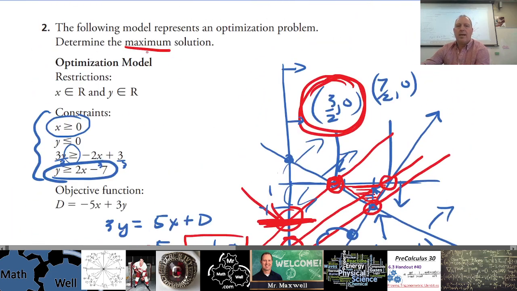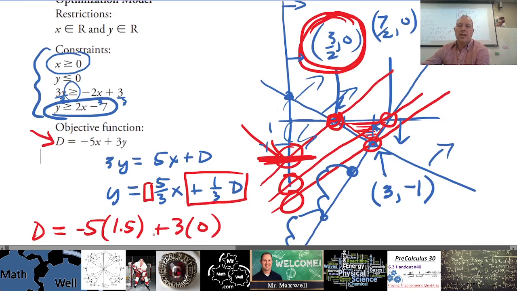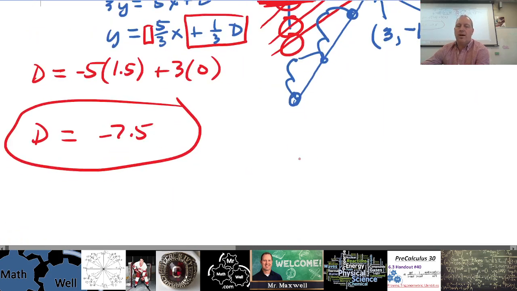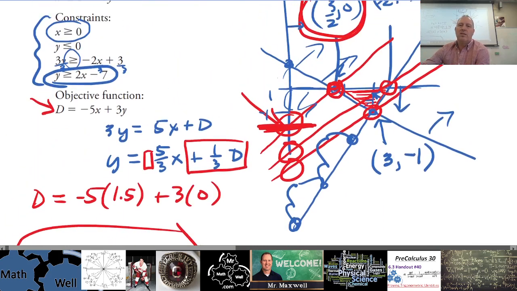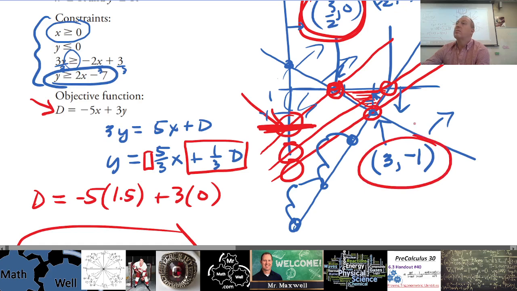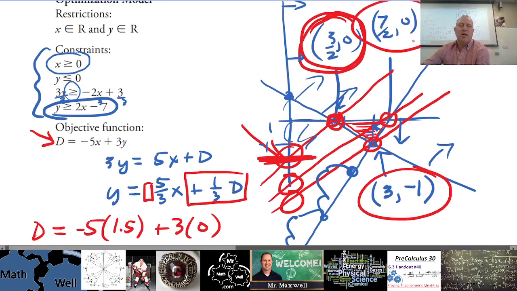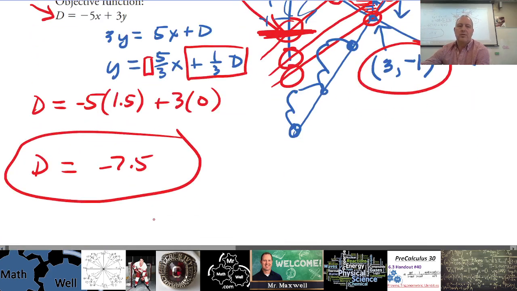So determine the maximum solution for this objective function. The maximum solution you're going to get is -7.5. And if you put the other points into the objective function, you should get smaller numbers than this. Okay.